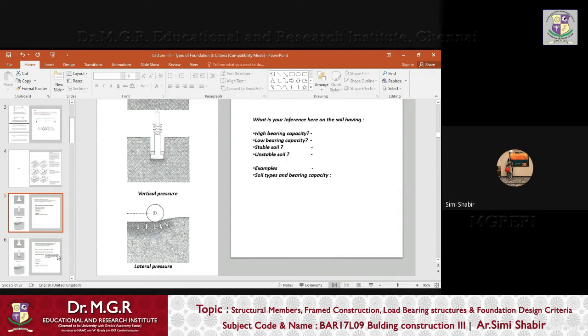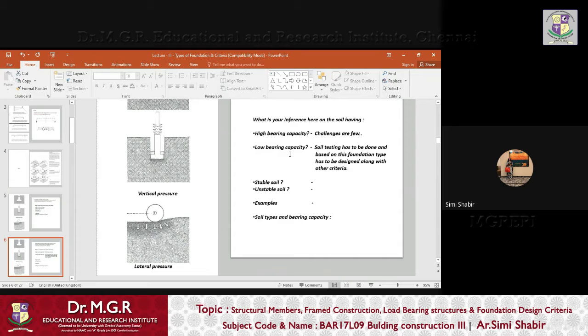But we also need to take a look at the lateral pressure. Okay, so now if you look at it compared to the previous slide, with high bearing capacity, we do not really need to bother. We really need not worry about it, because the structure can stand comfortably. When it comes to low bearing capacity, the soil has to be tested, and based on that we have to decide on the type of foundation that we need to go with. Okay, so stable soil, unstable soil.